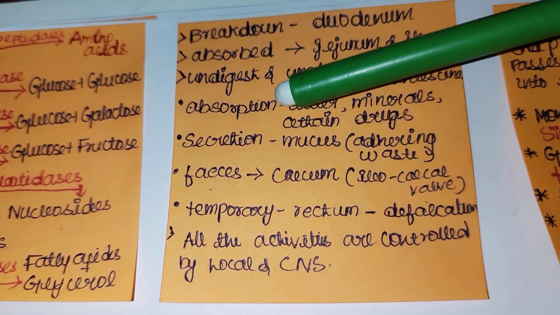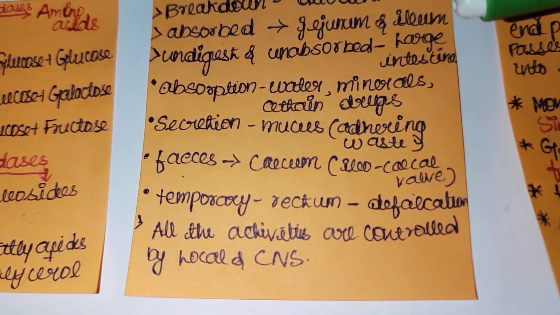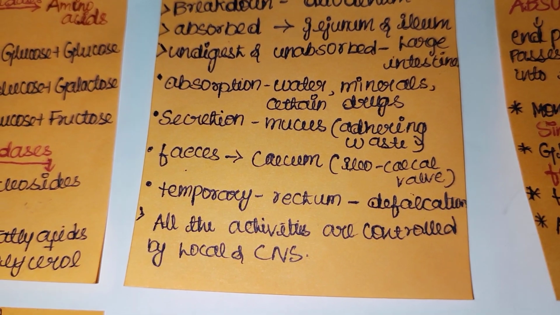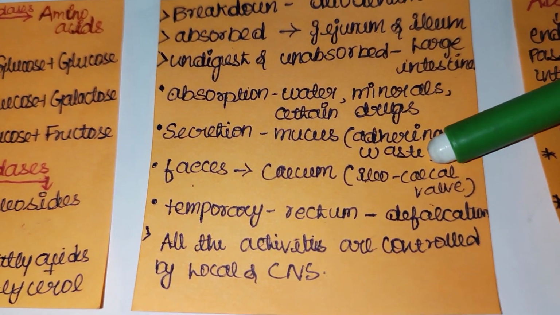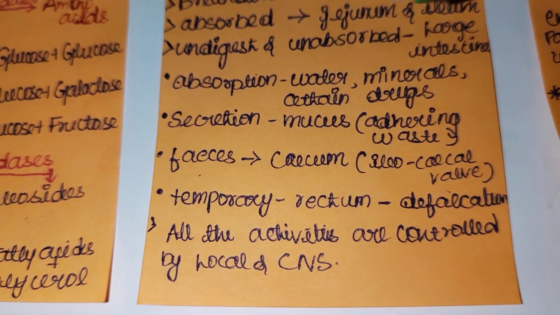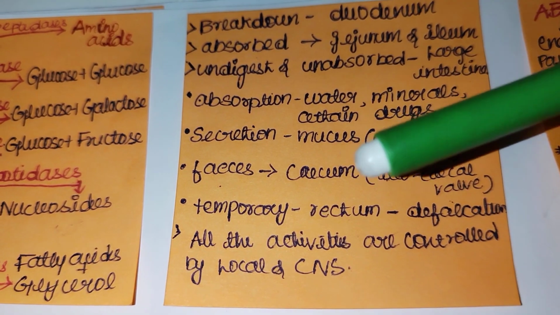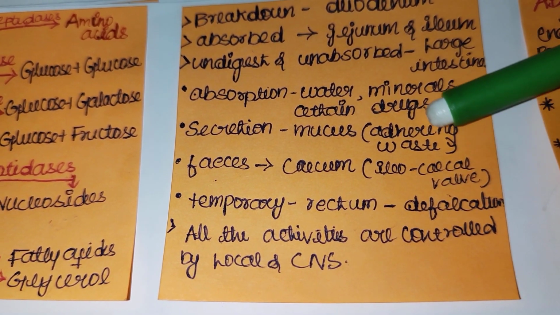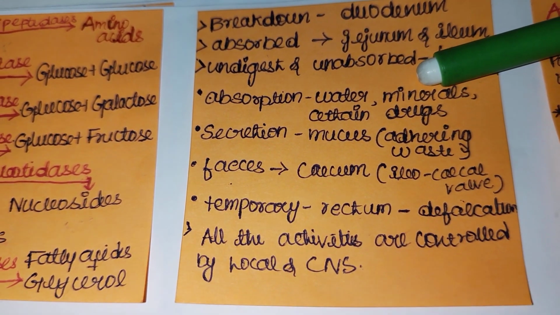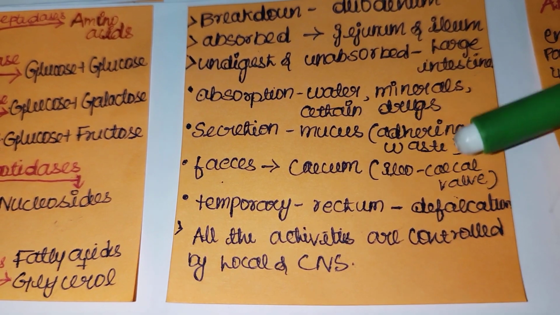Now we have some undigested and unabsorbed substances also, right? That will go to the large intestine. In the large intestine we don't have much specific function to talk about while discussing digestion, but it has a very small amount of function, like absorption of some water and minerals, and it also secretes mucus, which helps in eliminating the waste, because it is receiving the undigested and unabsorbed food materials. That is obviously waste, so the mucus helps in eliminating it.